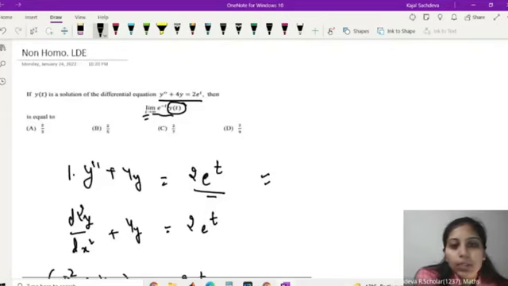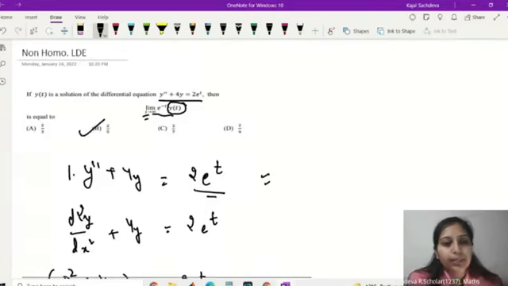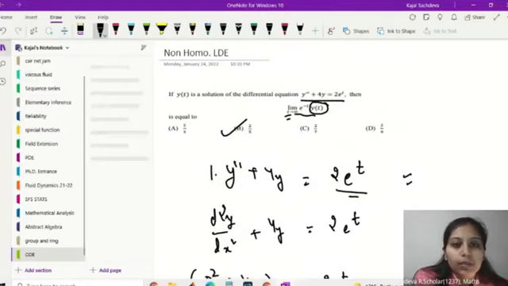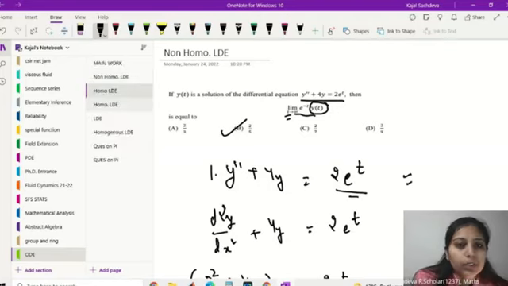So here the option number B is correct. The B option is 2 upon 5. So this is our first question. Now moving towards the second question.